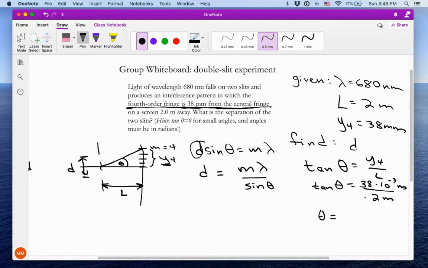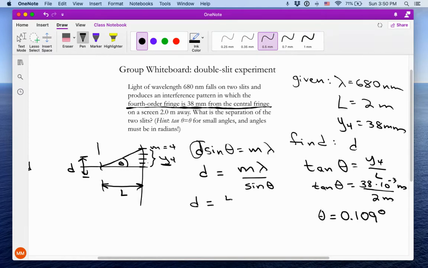When I do inverse tan, I'm going to get theta is equal to 0.109 degrees. That's small. I could have just used the small angle approximation, but I didn't realize that, so I'm just going to keep on going.